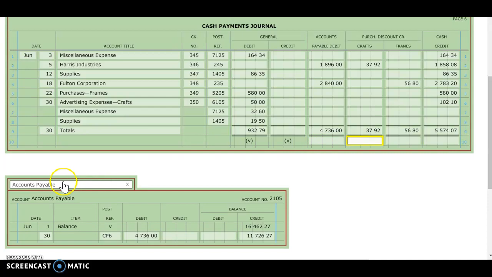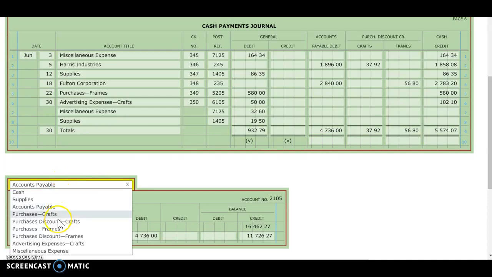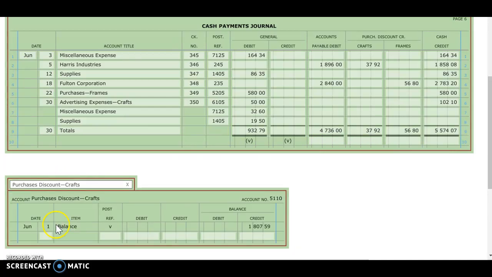Okay, purchases discount credit to crafts. So we're going to go to purchases discount crafts. The date is the 30th. We are on CP6. We are going to credit that account for 37.92. We have a credit and a credit, so we're going to add. Our balance that we get then is $1,845.51. Account number, let's see if it lets us, 5,100, and nope.